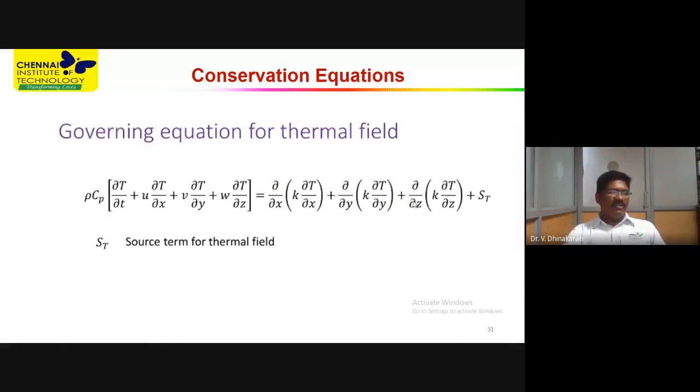Okay. So it's a conservation equation for the thermal field. So for the thermal field, this is nothing but Fourier's law of heat conduction. So this equation you might have studied in heat transfer itself. Heat and mass transfer, first unit itself, this equation is given. Then how is this equation being used by researchers to solve the problems? Only the source terms. Only the source term has to be modified.